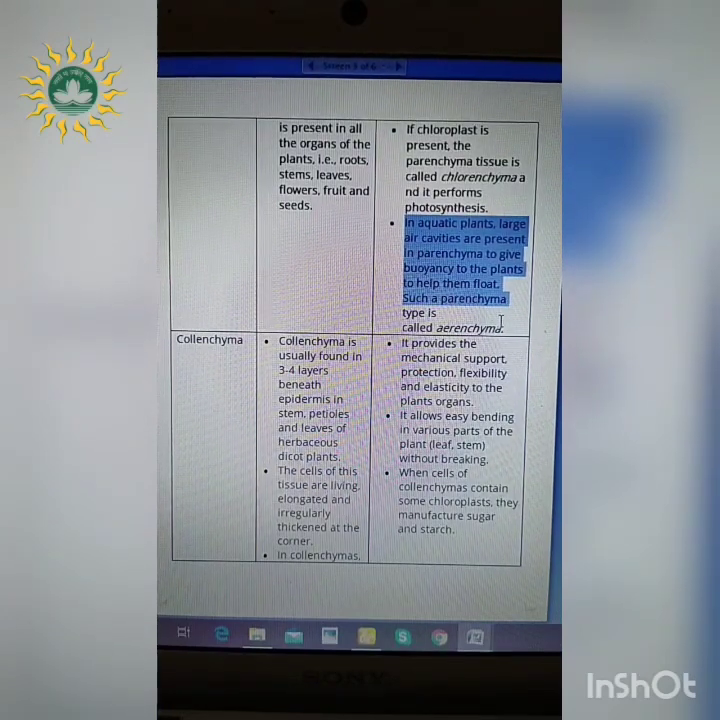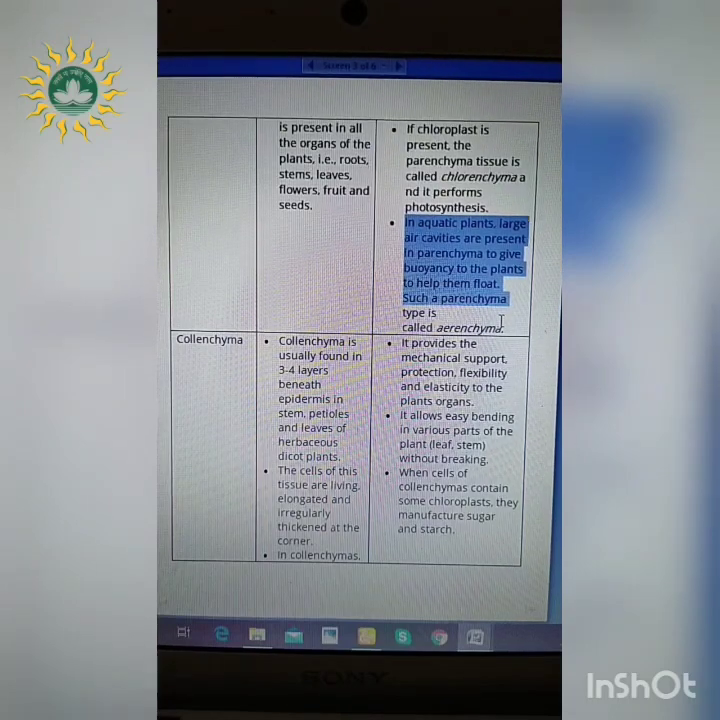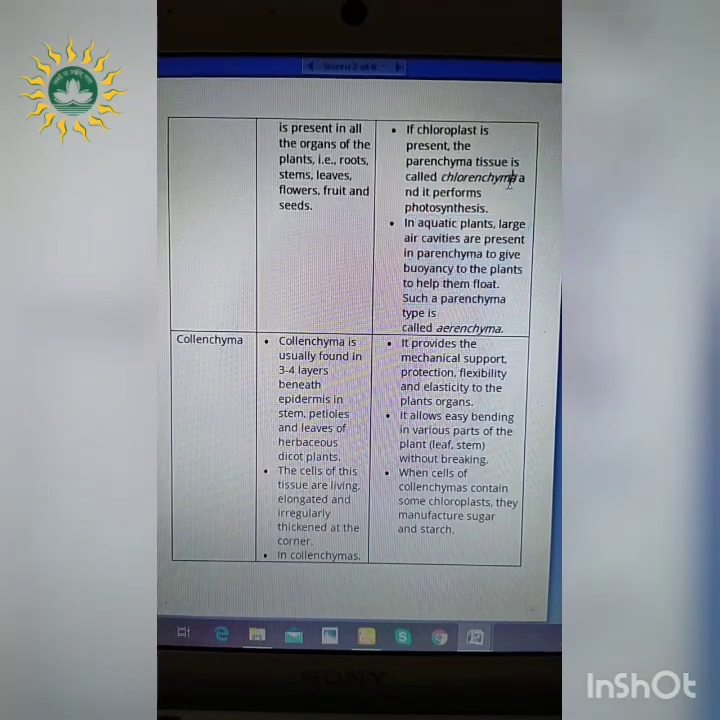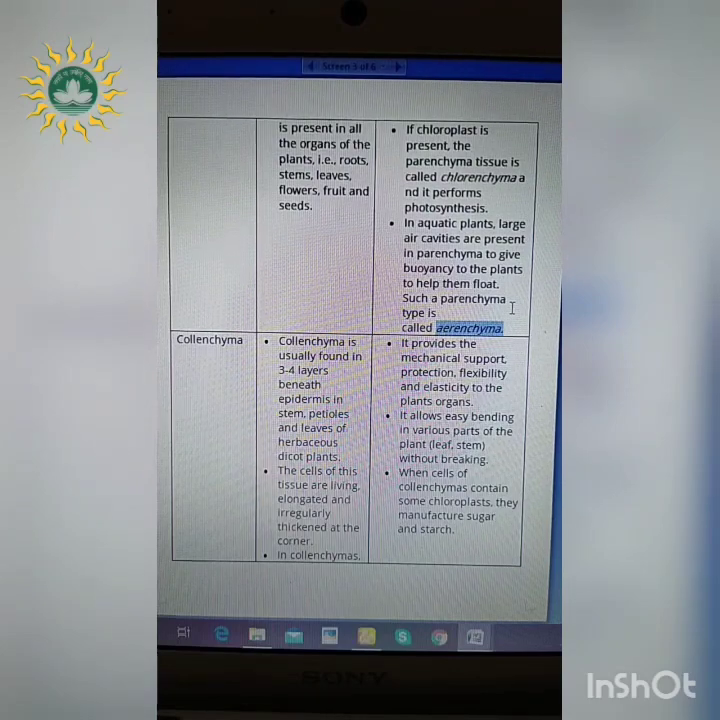Right? So two types of parenchyma tissues we have studied. One is chlorenchyma, another one is aerenchyma. Chlorenchyma is able to photosynthesize because of the presence of chloroplast, and aerenchyma is the parenchyma tissue present specifically in the aquatic plants which helps the plants to float on the water. Okay, so next we'll move on to collenchyma.